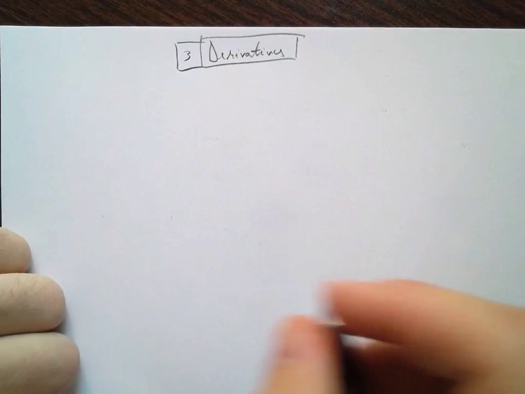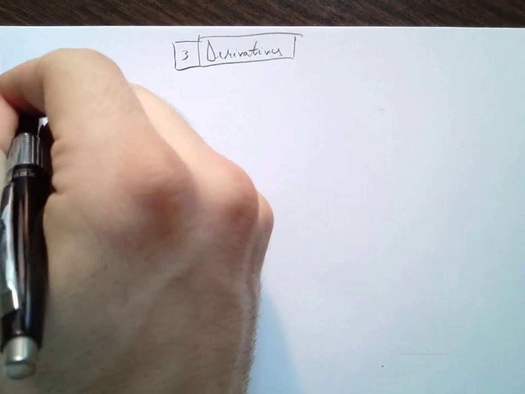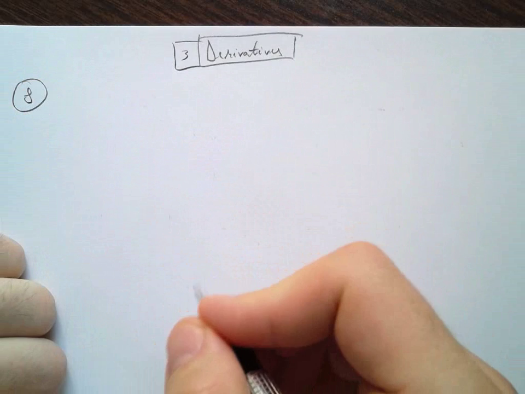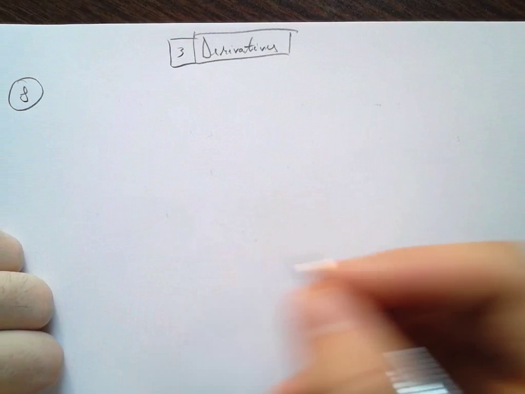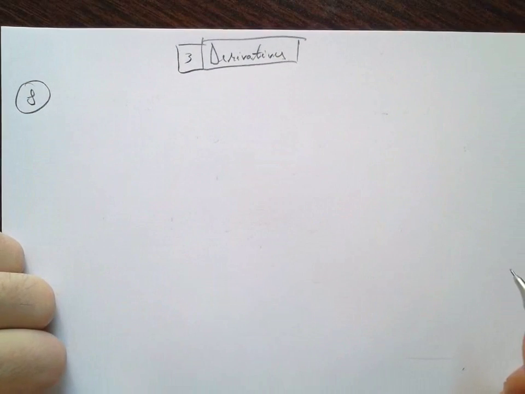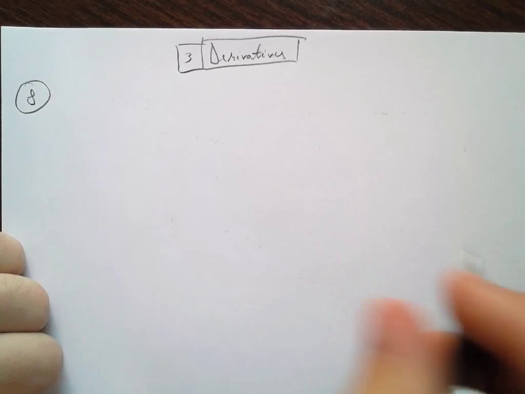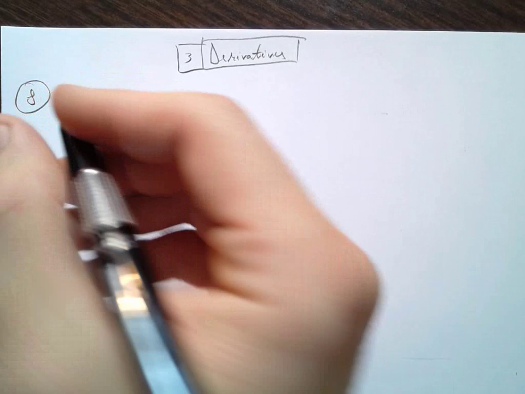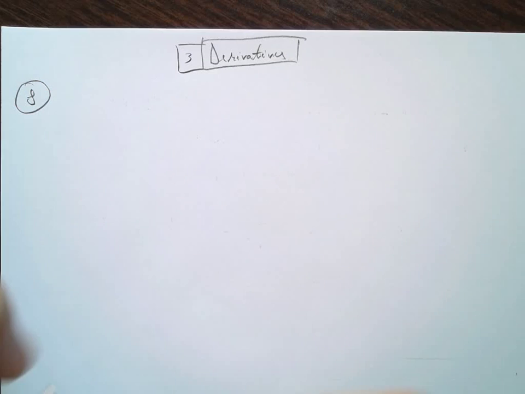So let's start with question number 8. Question number 8 has us compute the derivatives of the given functions from the definition. In other words, we have to take the derivative using the limit definition. I'm not going to do all of them just because these take a while, but let's start with part A.